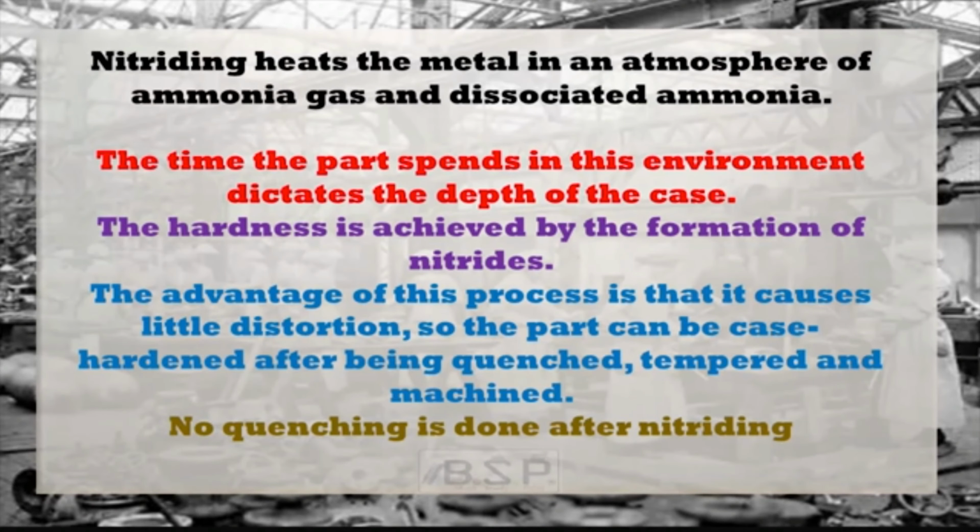The next type is nitriding. Nitriding heats the metal in an atmosphere of ammonia gas and dissociated ammonia. The time the part spends in the environment dictates the depth of the case. No quenching is done after nitriding.